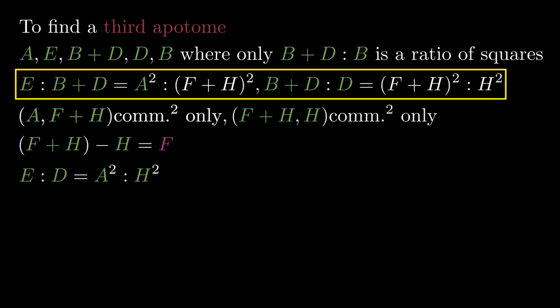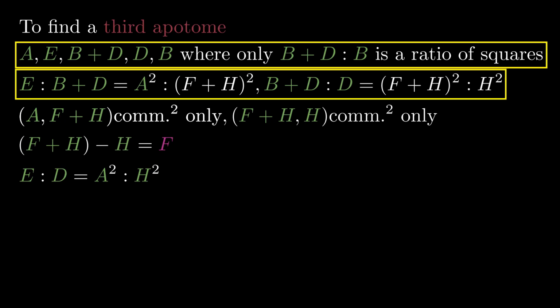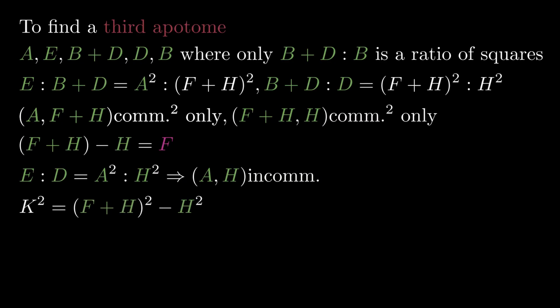So by equality of ratios, e to d is proportional to a squared to h squared. E to d is not a ratio of square numbers, so neither is a squared to h squared, and a and h are incommensurable. Let k squared equal f plus h squared minus h squared.